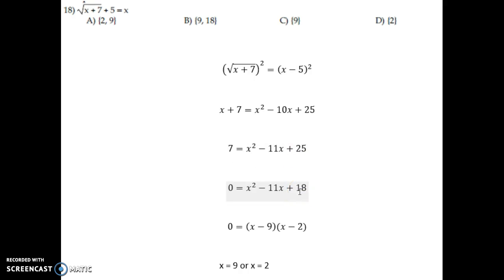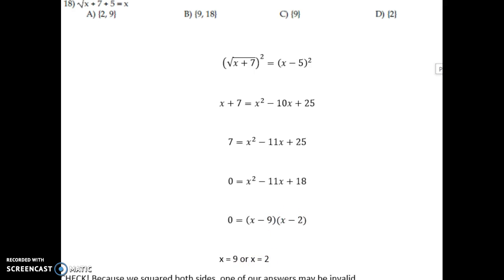And now you could use the quadratic formula if you wanted. I went ahead and just factored. And when you factor this expression down, you get x minus 9, x minus 2. So the two possible values for x are either a positive 9 to make this factor 0, or a positive 2, which would make this factor 0.